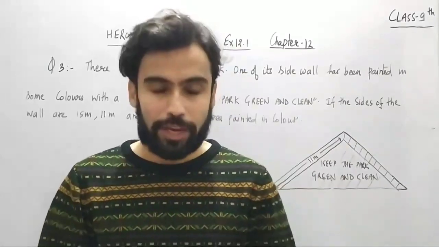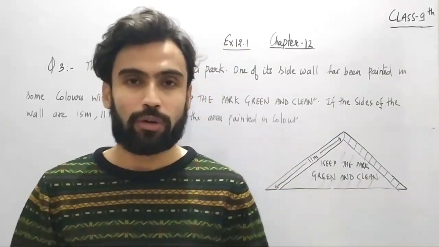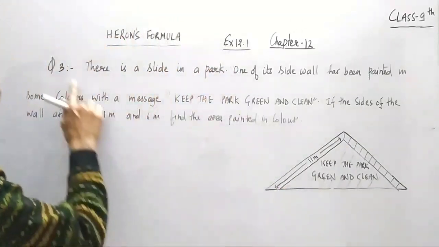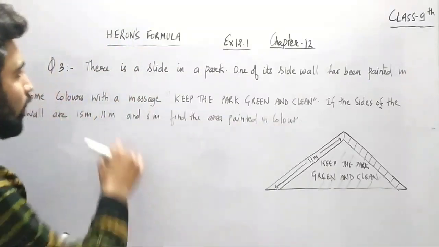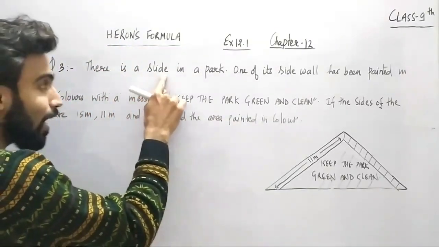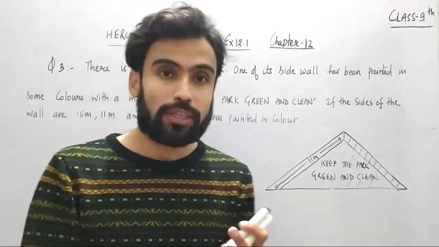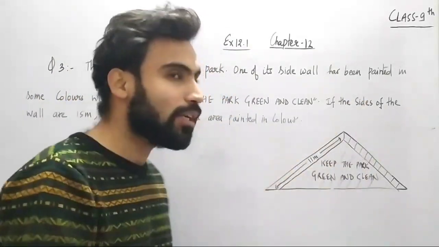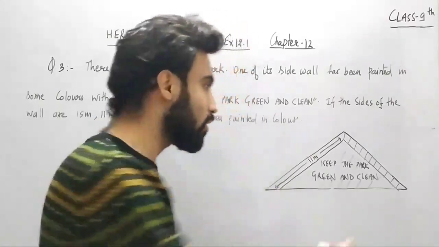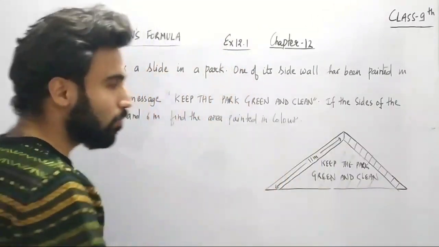So students, let us move on to the next question now. So here we are going to discuss question number 3, which is given as that there is a slide in a park. सो स्लाइड जैसा कि आपको पता है जिसपे चिल्ड्रंस जो है स्लाइड करते हैं, यू कैन सी, जिसको हम झूला भी बोलते हैं, यू कैन सी अ स्लाइडिंग, यू कैन सी झूला यहाँ पे.